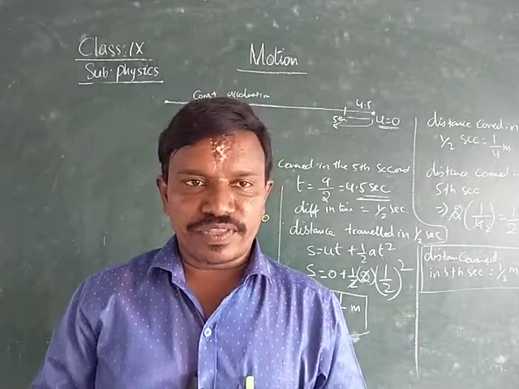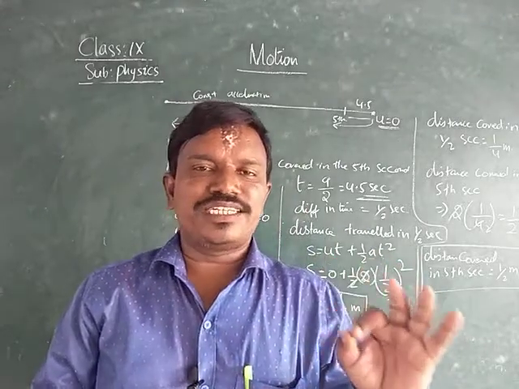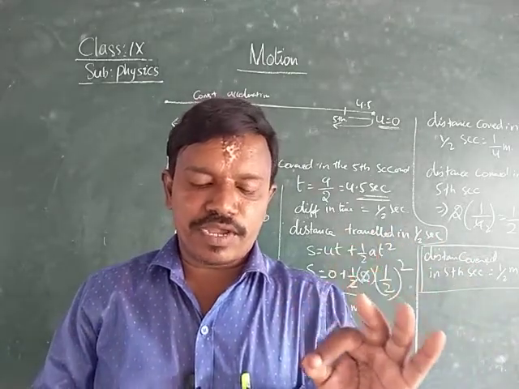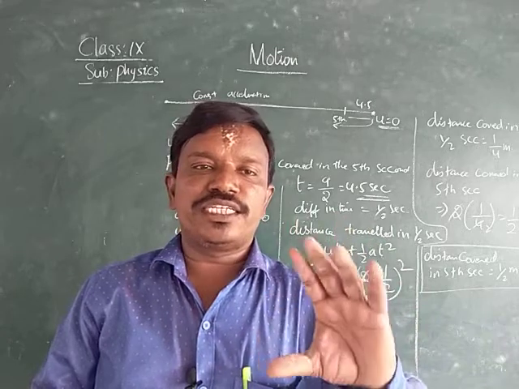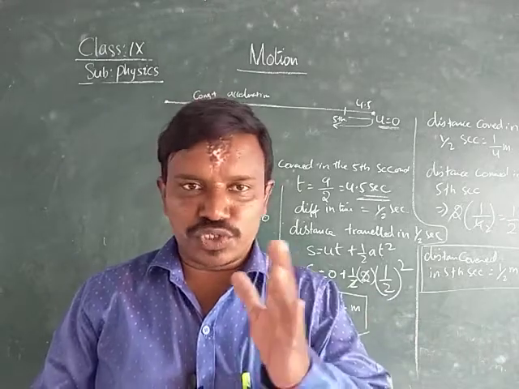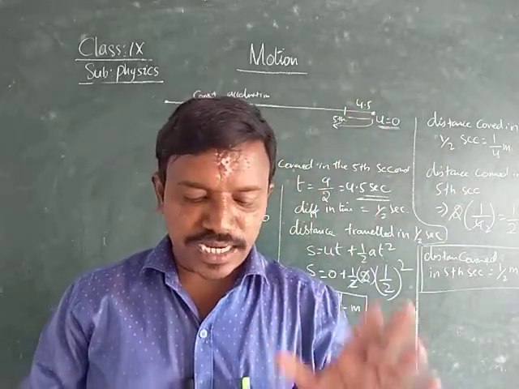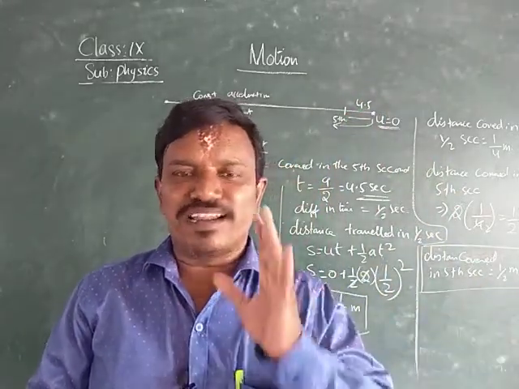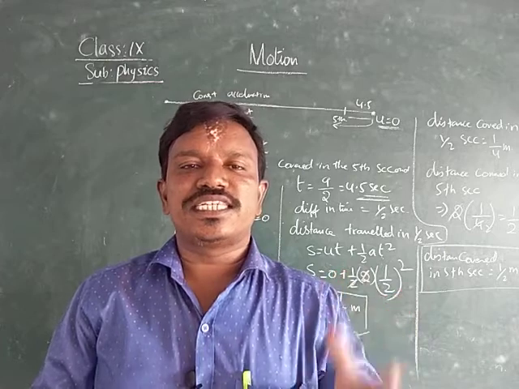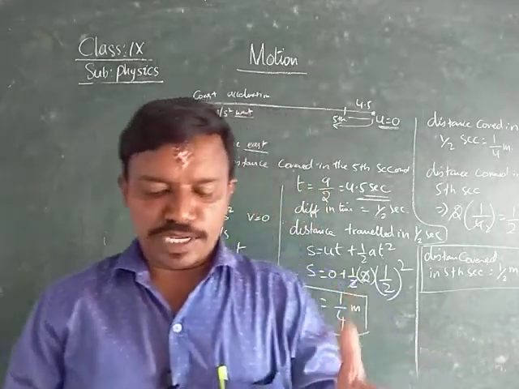First word is relative. Relative is nothing but with respect to another object. If an object is changing its motion with respect to its surroundings, with respect to another observer, then it is called relative motion, or relative means with respect to the other. Distance, the actual path covered by a body, is called the distance. Displacement, the shortest path covered by a body, is called the displacement.